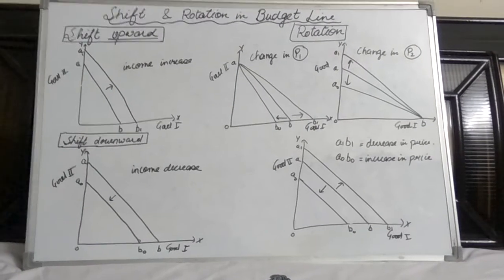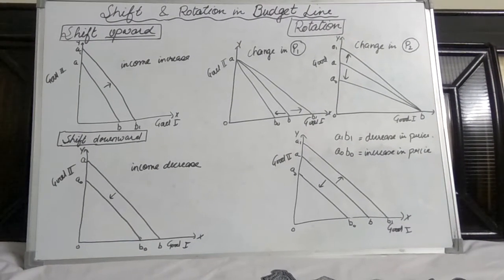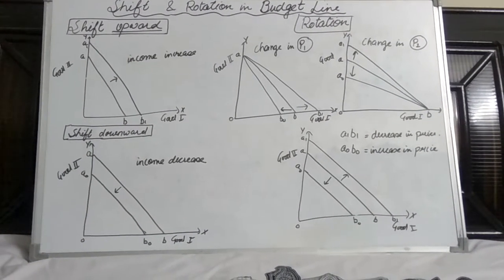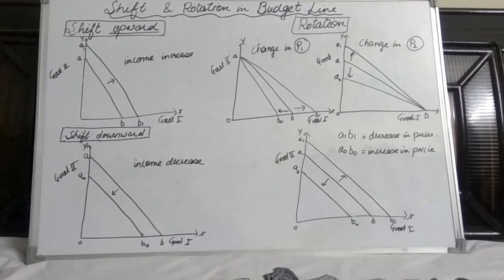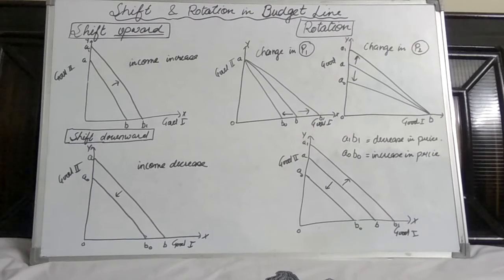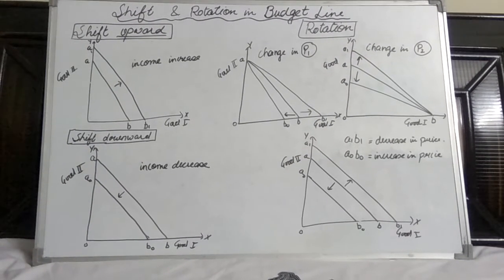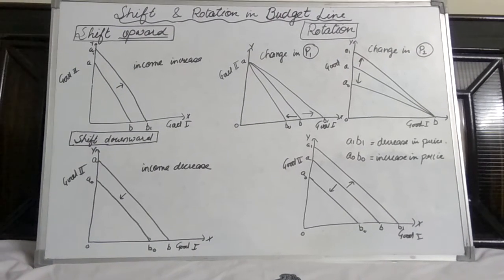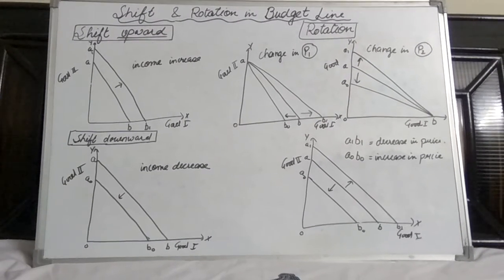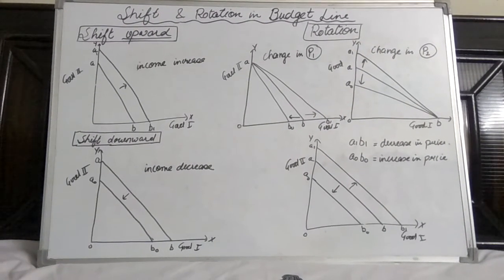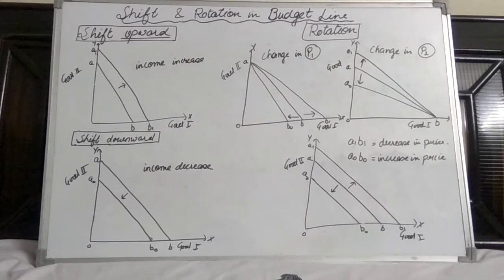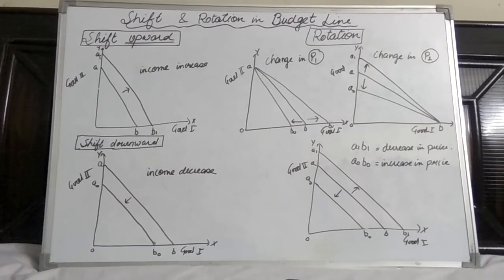The third case is when the prices of both good 1 and good 2 increase or decrease collectively. In this case we have the basic AB curve. In case of decrease in the price of both good 1 and good 2, the new price line is A1 B1, and the curve has shifted upward. Opposite to this, in case of increase in the price of both goods, the curve has shifted downward, that is A0 B0. This shifting and rotation is very important, keep it in mind. Thank you.